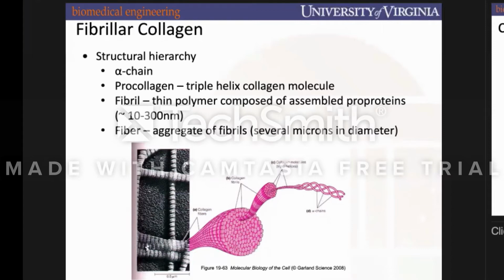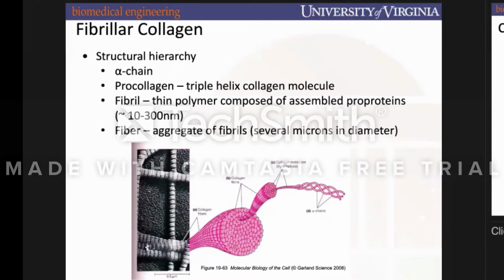Okay, so we go from the triple helix, that's 3 alpha chains together, to the collagen molecule level that then come together to associate laterally to create collagen fibrils. And the fibrils are then bundled together to create a single collagen fiber. Are there any questions there?